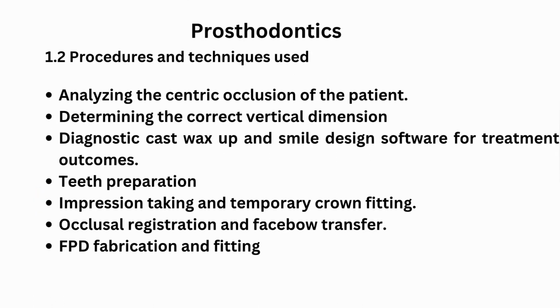Prosthodontics. Here we'll be talking about the procedures and techniques that were used. Firstly, the prosthodontist had to analyze the centric occlusion of the patient. And how did he do this? By using a diagnostic cast and a semi-adjustable articulator. This is very efficient for analyzing the centric occlusion of the patient, so as to know the bite or any discrepancies in the patient's occlusion.